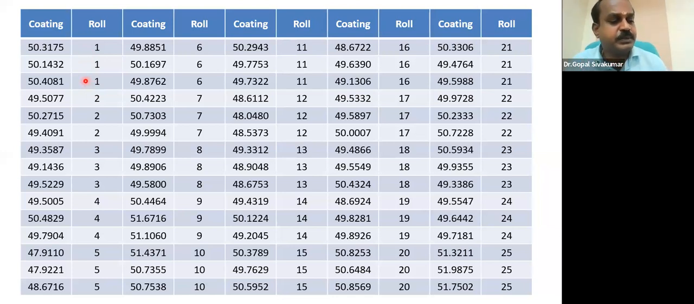Every single roll, 3 samples are taken. If you take multiple samples together, that is known as a subgroup. This is the first subgroup, this 3. So, subgroup size is 3. First subgroup, second subgroup, it keeps going, and there are 25 subgroups. Each subgroup has 3 data points. So, totally there are 75 data points.